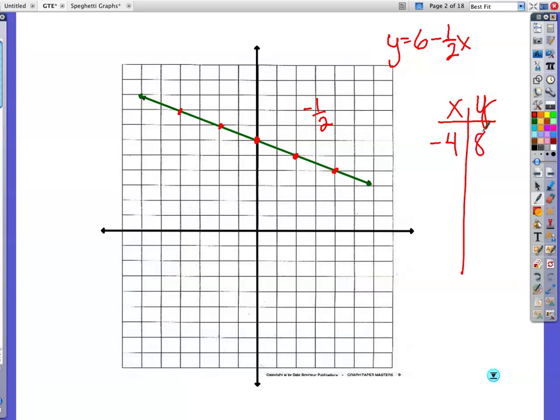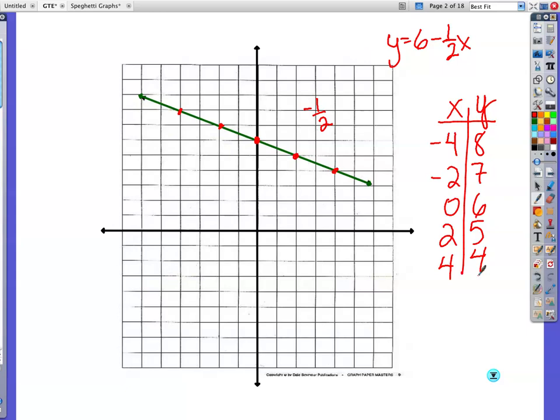That's on my table, right? I could also go to this point. -2, +7. This point, 0, 6. This point, 2, 5. This point is 4, 4. Okay, that's one way to do it.